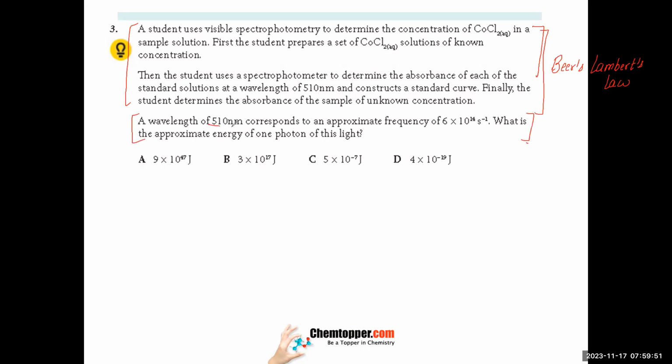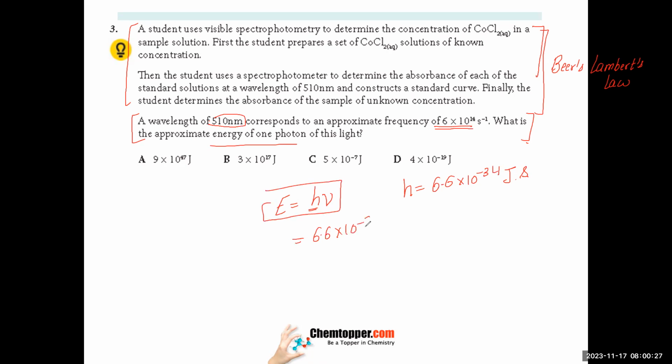A wavelength of 510 nanometers, which is approximately this frequency. What is the energy of one photon? Simple question, E equal to hν. h will be given to you. It is 6.6 times 10 raised to the power minus 34, units are joule seconds. Plug in that h value here, ν value, and pick up your answer. Very simple questions based on this photon equation.